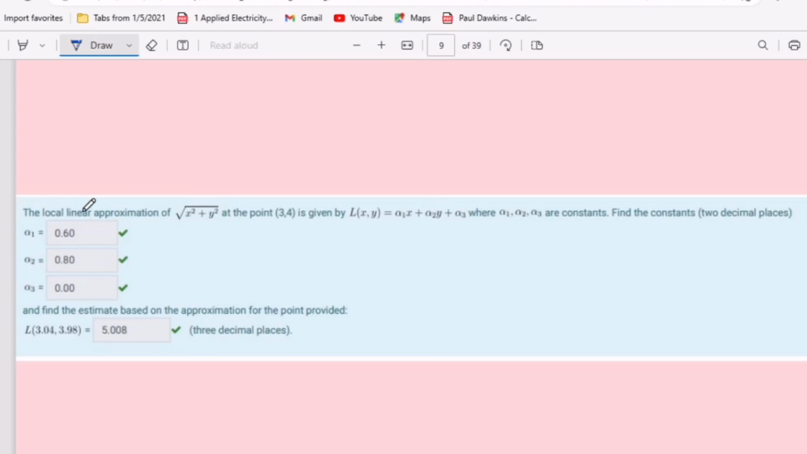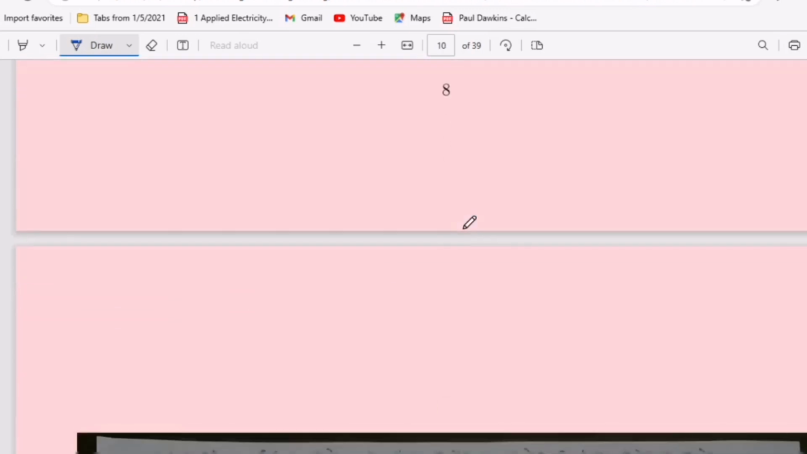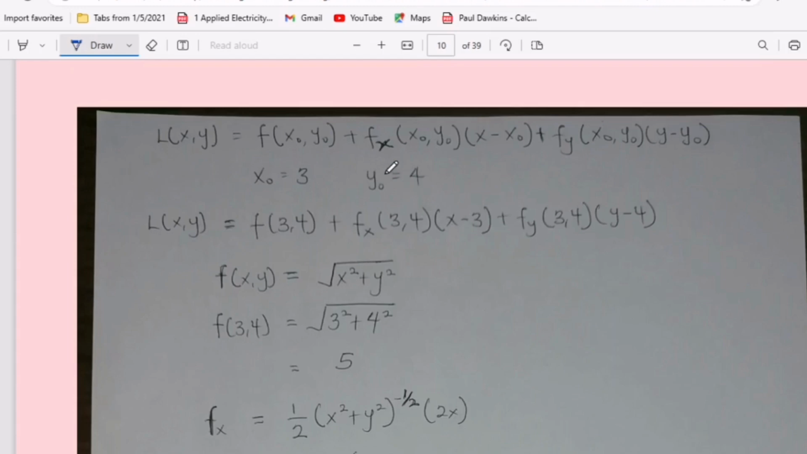Here, they say the linear local approximation of the square root of x squared plus y squared at the point 3 and 4, giving us this, right? So we are finding a1, a2, 3. The solution is here. There's a formula for finding the local approximation.